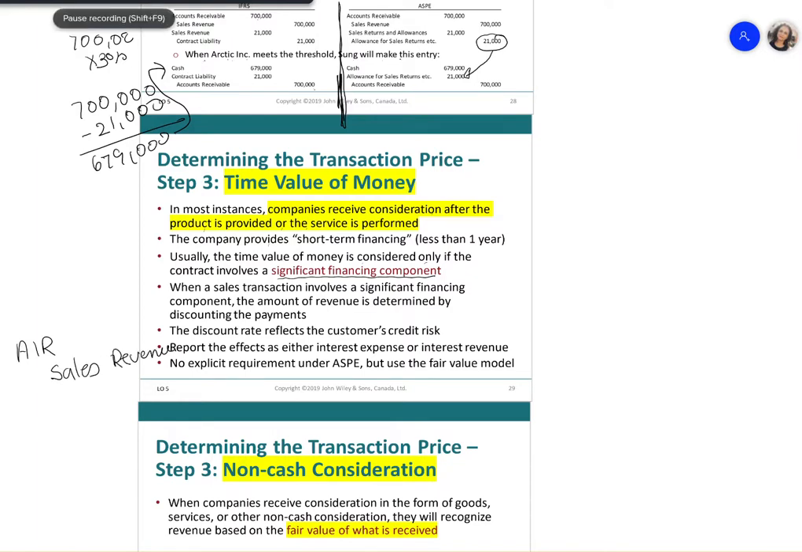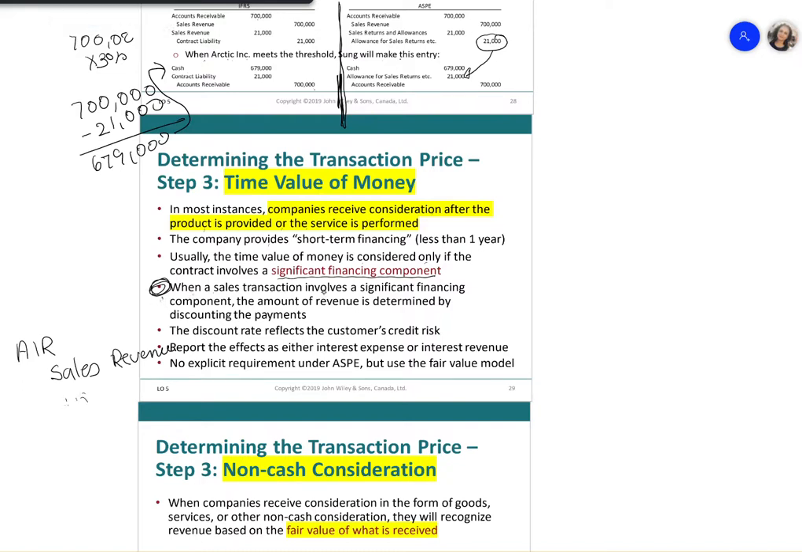When the time value comes into play is if you're going to get interest in the future. In this case, I think I didn't discuss this one. I wanted to do this before I show you this.